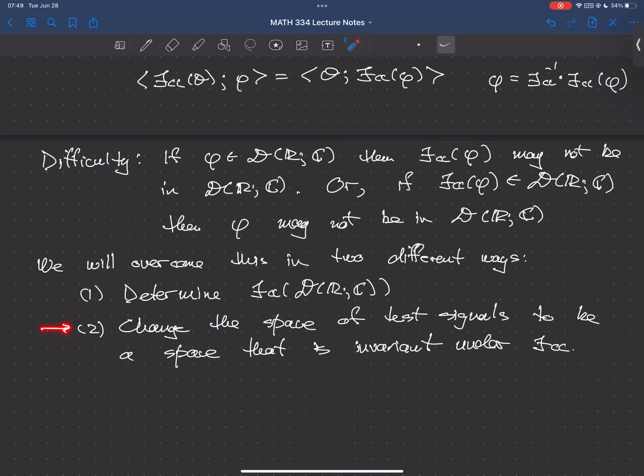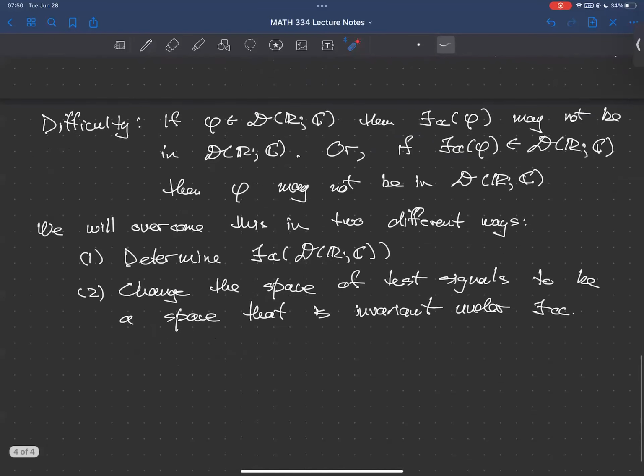And then we'll introduce the class of what are called tempered distributions. These will include the normal test signals in D as a special case, but enlarge the class of test signals in such a way that when you take the CCFT of them, you get something back in the same space. So we need to talk about two classes of distributions, and we'll start with tempered distributions.